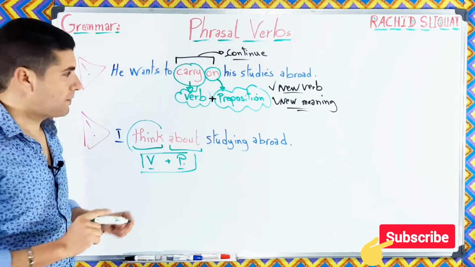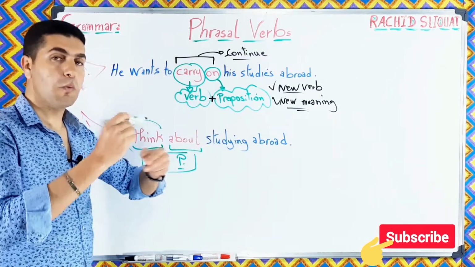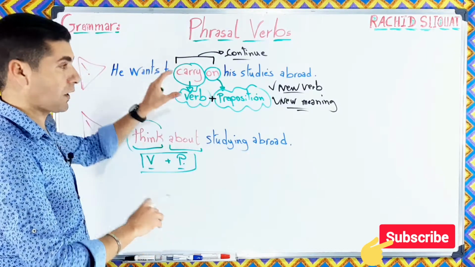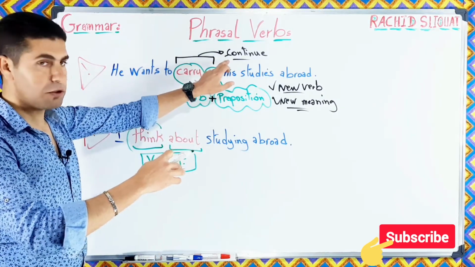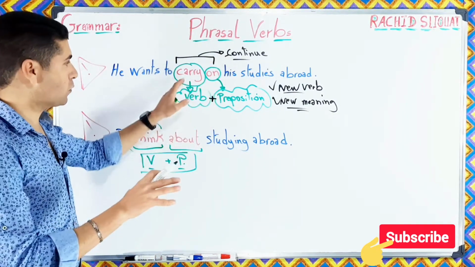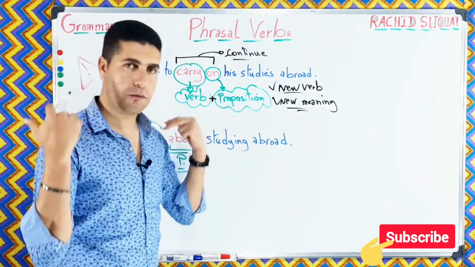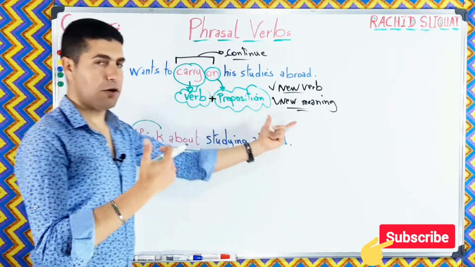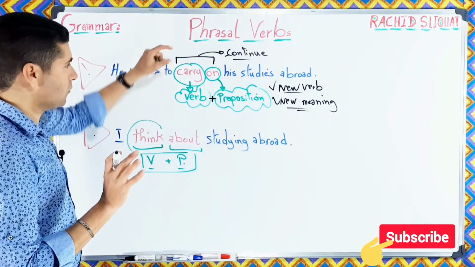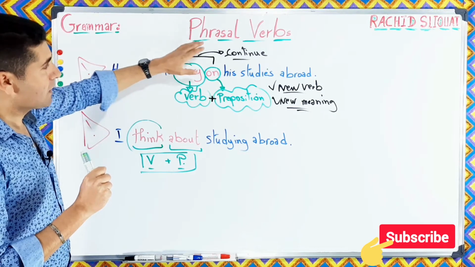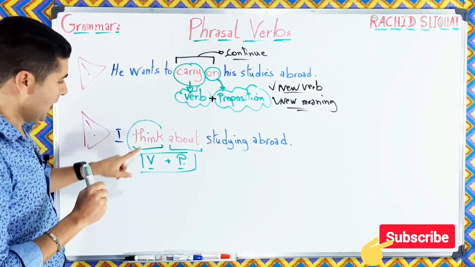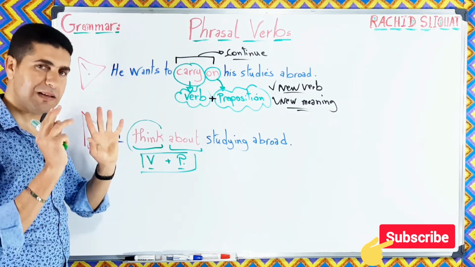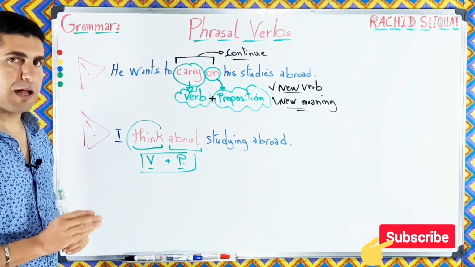So a phrasal verb is verb plus preposition where we have a new verb, a new meaning, like here, carry on, which means to continue. Continue has nothing to do with carry. Carry is one verb, and carry on is another new verb. So this is the difference between a phrasal verb like this one and verb plus preposition like this, where the verb is still as it is and the meaning does not change.